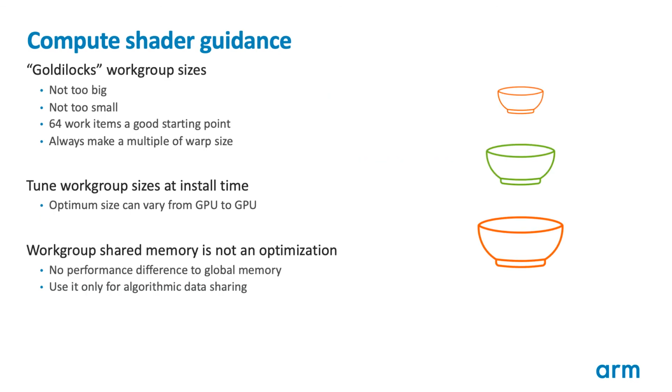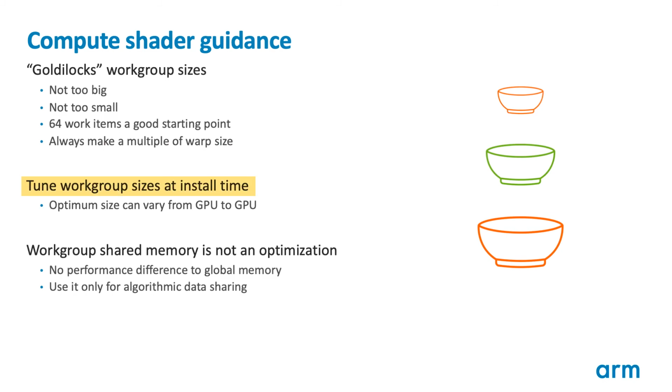Finally, we get to tuning compute shaders. The first thing to choose is the workgroup size for your target device. This can have an algorithmic impact, so it needs some consideration. But from the GPU point of view, we want workgroups that are not too big and not too small. We would suggest starting with a workgroup size of 64, but whatever you choose, make sure it's a multiple of the warp size of your target hardware.